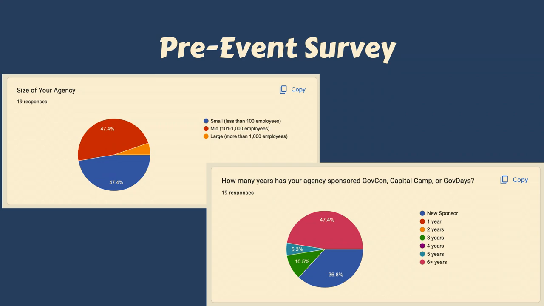So then we also looked at how many years. Now this is fun. We have a really good retention rate. Almost half of all of our sponsors come back year after year after year, which is great. We also were really surprised at how many new sponsors we had. A third of all our sponsors this past GovCon were brand new, never heard of us before. And it was all word of mouth, so that was really great to see.